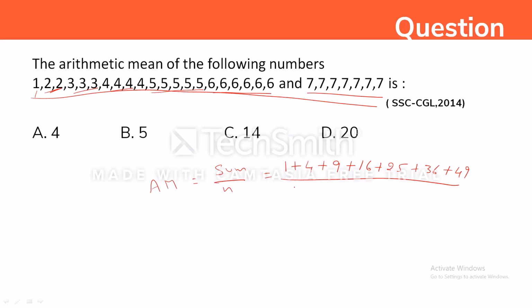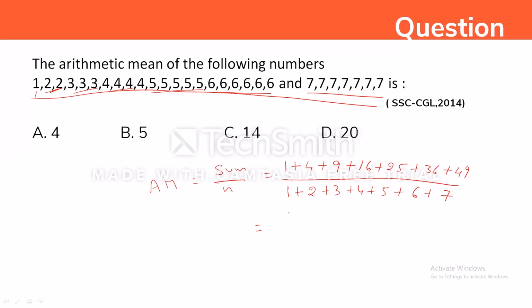Now, total number of numbers: how many numbers do we have? 1 1 time. 2 2 times, so 2 numbers are there. 3 3 numbers are there. 4 4 numbers. 5 5 numbers. 6 6 numbers, and 7 7 numbers. Or else, if you want, you can directly calculate how many numbers there are just by counting the numbers. Now actually we can reduce this step. I'm writing this step just to make you understand.